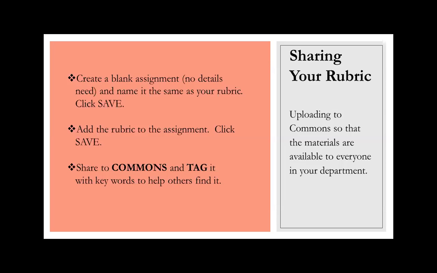Then you're going to go ahead and add the rubric to the assignment just like we did. Click save again. And then you're going to share it to Commons and tag it with keywords to help others find it. So in Canvas, you just click on Commons and it walks you through the process of uploading a document so that it's available. But you want to make it titled very specifically so that when you tell your colleagues where to find it, they can find it easily, because there's a zillion things in Commons. If you share it to Commons, that's probably the easiest way for them to upload it without having to retype everything into it.